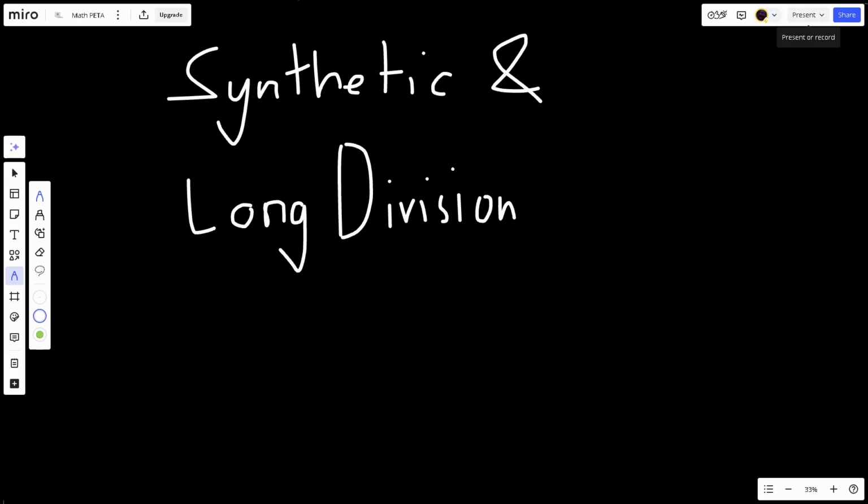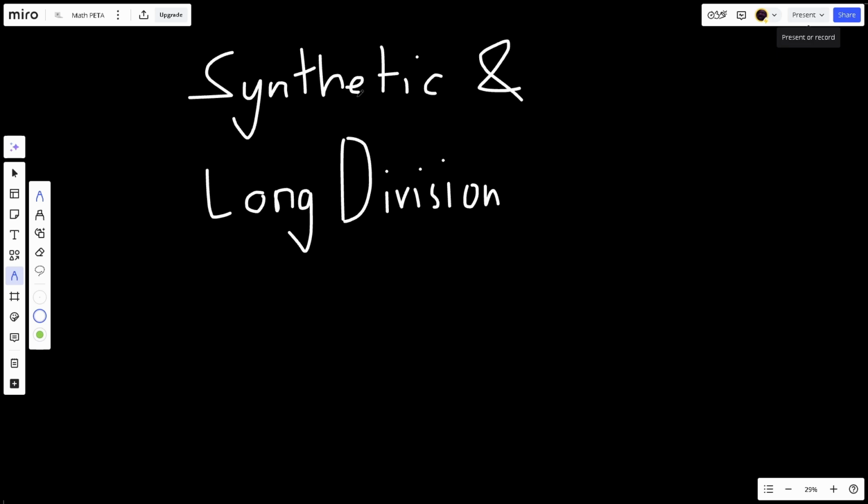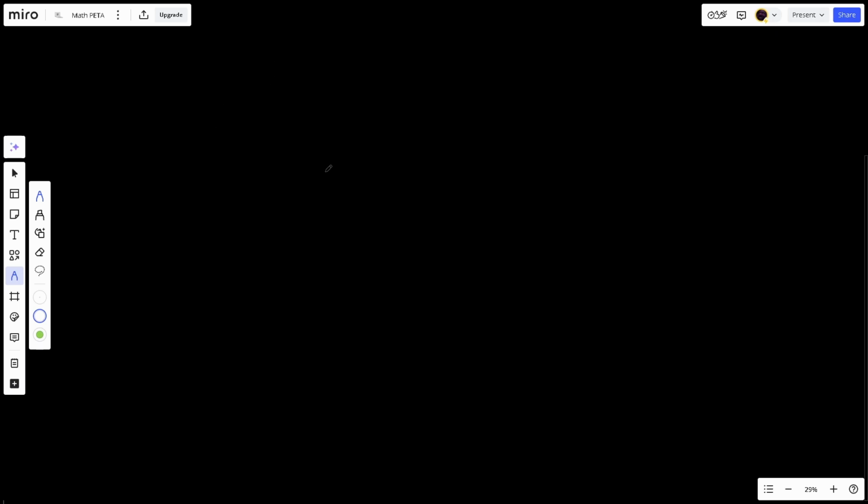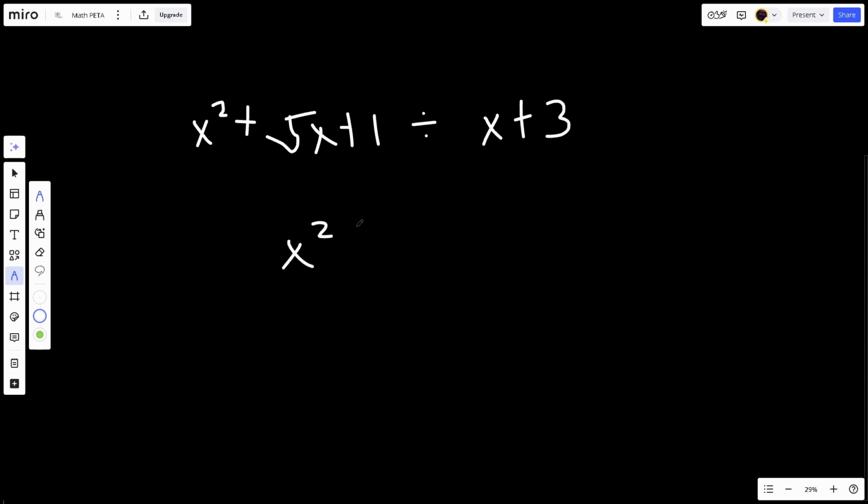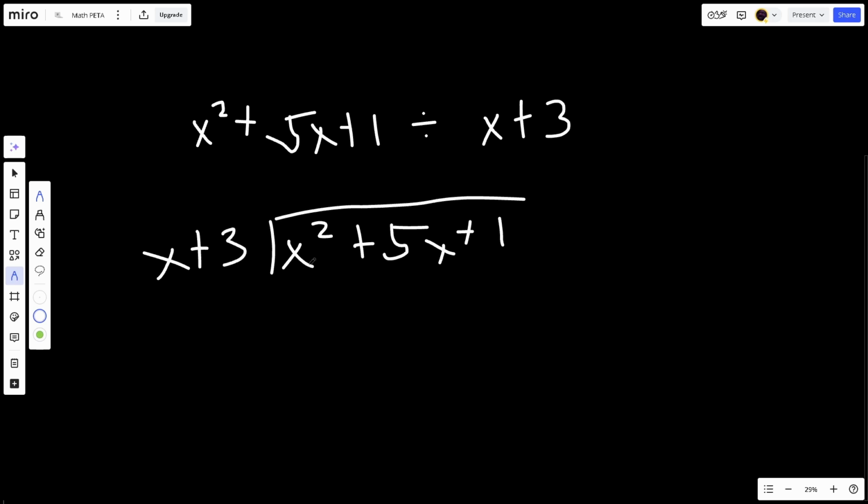Today, we are gonna be doing some exercises for synthetic and long division. For the first question, we have x squared plus 5x plus 1 divided by x plus 3. Let's start with long division. So x squared plus 5x plus 1 divided by x plus 3.